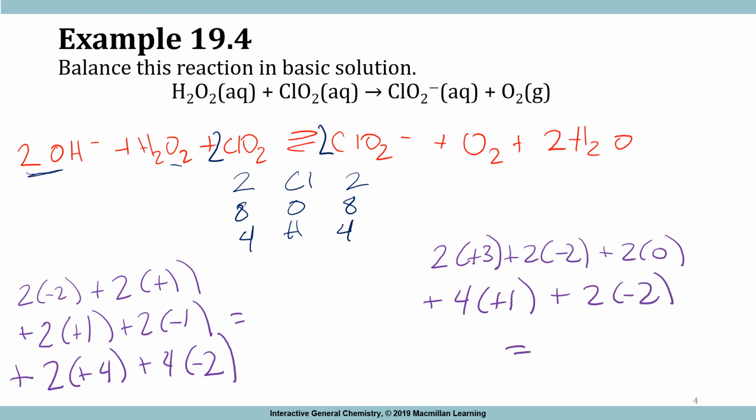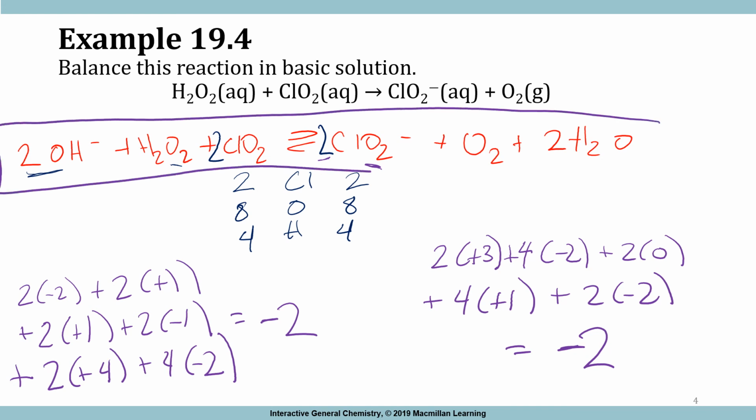So let's do the math on both of these sides. On the left-hand side, I got a minus 2. And on the right-hand side, I realized I made an error. I forgot to multiply the 2 to the 2 out here in front of the oxygen. So that would be a 4 times a minus 2. So when I've corrected myself, I have a negative 2 on both sides. So my atoms balance and now my charges balance. So this is going to be my balanced redox equation for a basic solution.